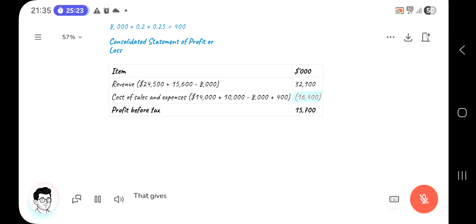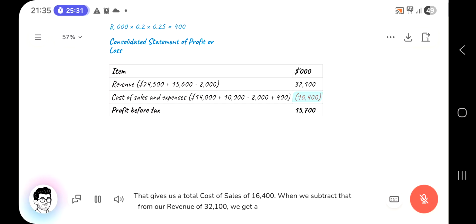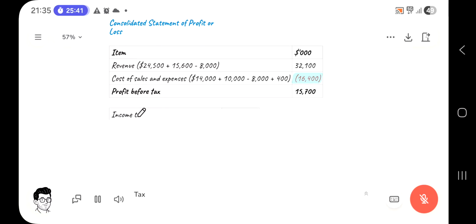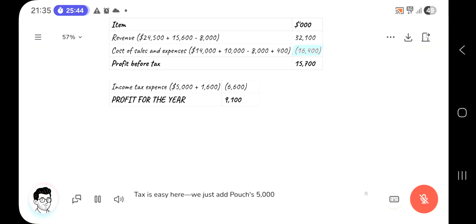That gives us a total cost of sales of 16,400. When we subtract that from our revenue of 32,100, we get a profit before tax of 15,700. Tax is easy here. We just add Pouch's 5,000 and Saks 1,600 to get 6,600. Subtract that from our profit before tax, and the group profit for the year is 9,100.